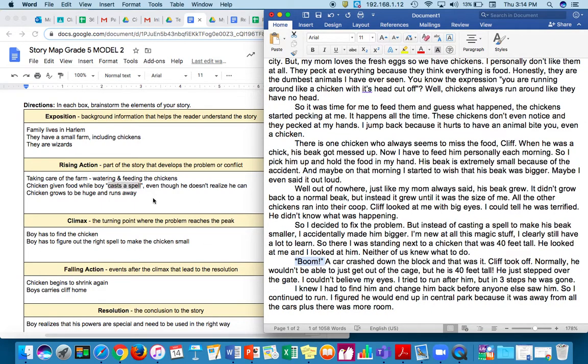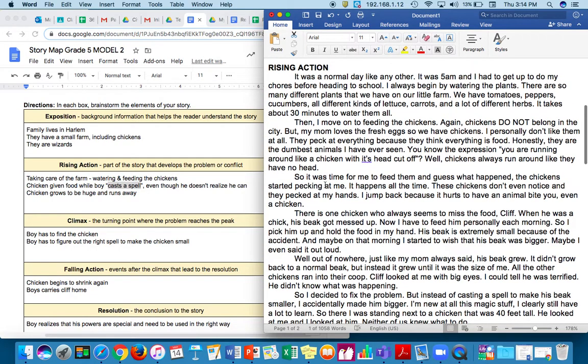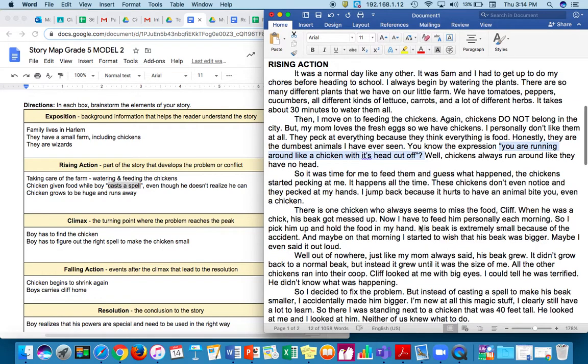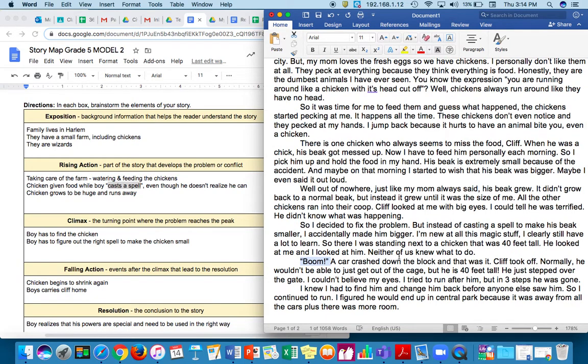When you're doing your work, use your ideas. It doesn't have to be as long as my rising action is. It can be shorter. It can be as long. It's up to you. It's how many details you add in. Try to add in some quotes into your writing. Try to add in some background noise into your writing. Add in details to make your writing more interesting.